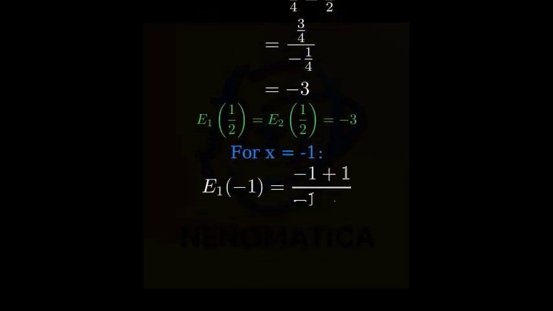For the first expression with x equals -1, we have -1 plus 1 in the numerator, which is 0. In the denominator, we have -1 minus 1, which is -2. So we have 0 divided by -2, which equals 0.